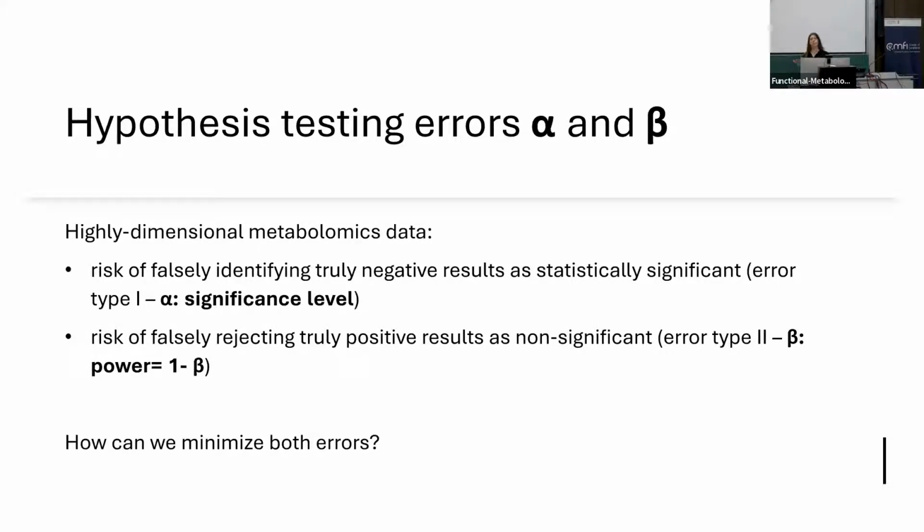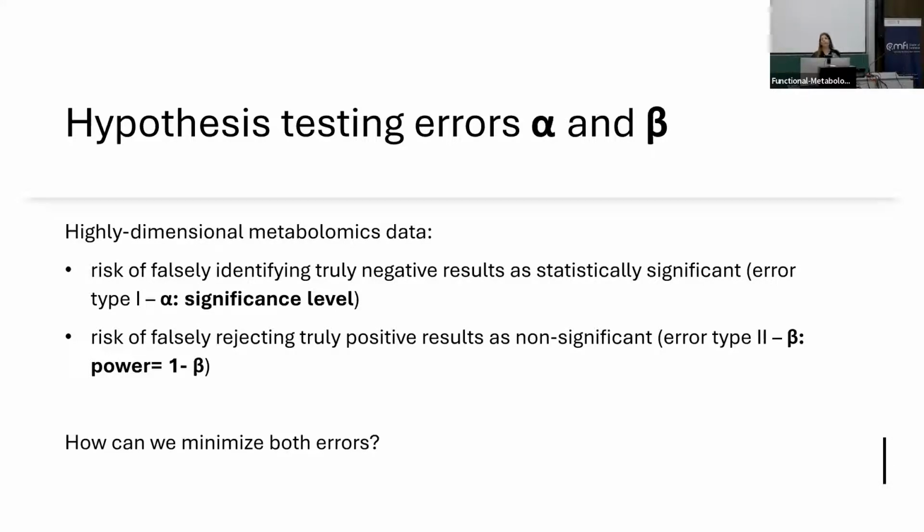The risk of falsely identifying a truly negative result as statistically significant, that means a false positive, is error type 1, or we will call it A, which is the significance level, one of the things that the power of our experiment depends on. And then the risk of falsely rejecting truly positive results as non-significant is error type 2, or B, and the power of our experiment equals 1 minus B.